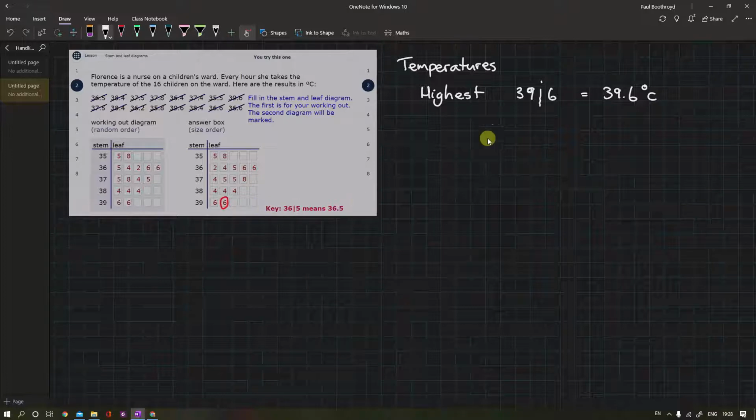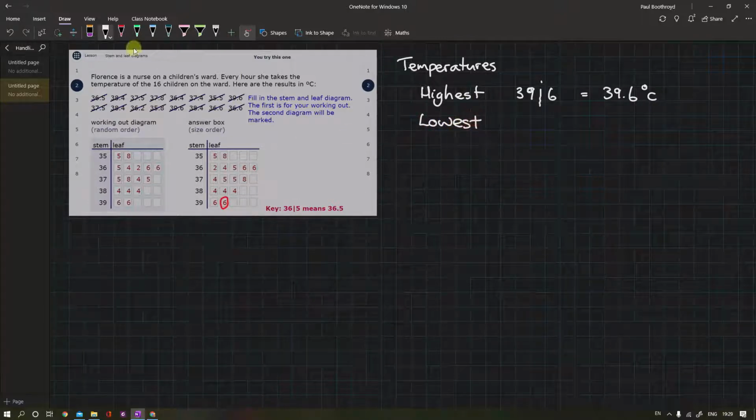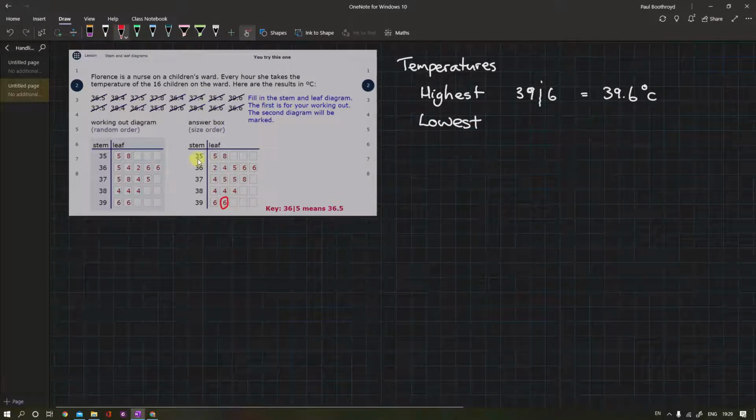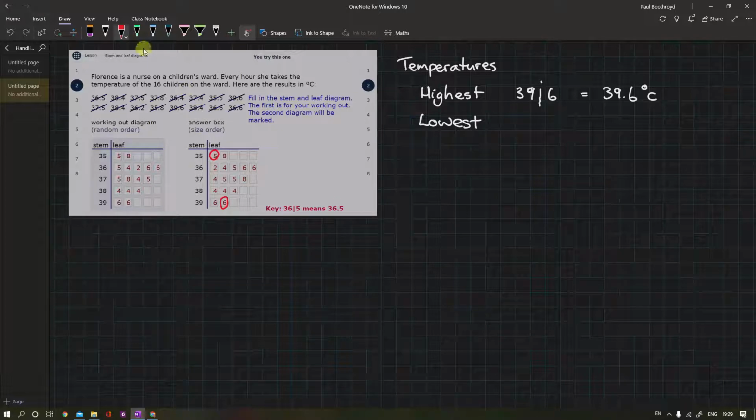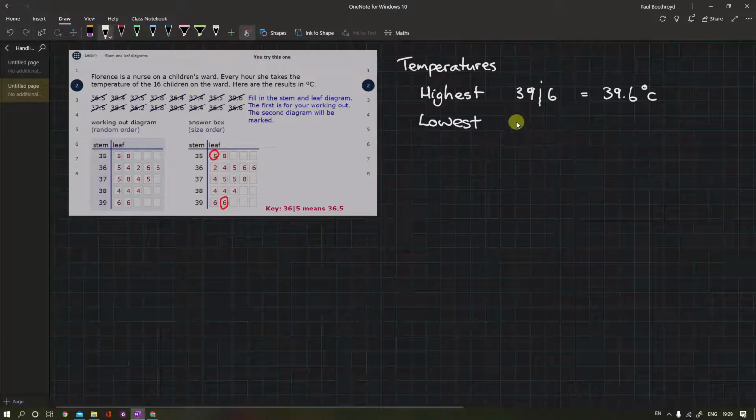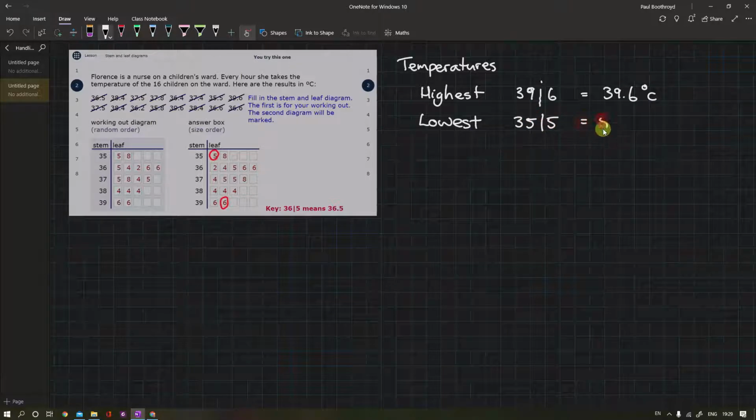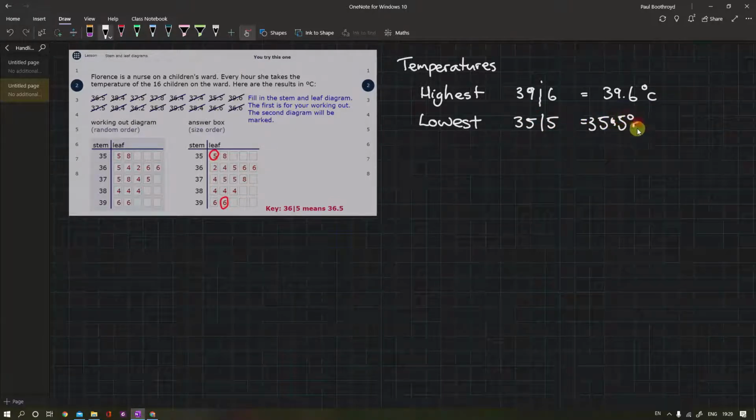That's interpreting the key. The lowest temperature comes from the smallest values, so the smallest line and the smallest value there, which is 5. That means that my lowest temperature is 35.5, which is 35.5 degrees C.